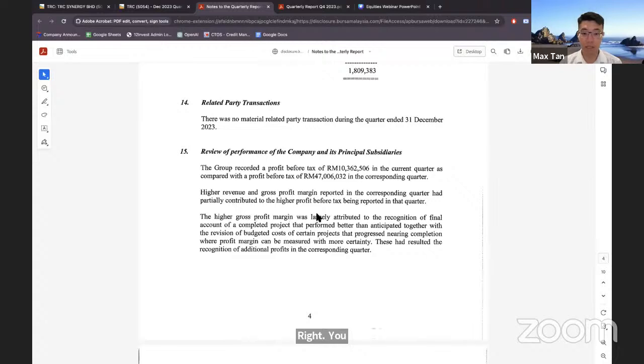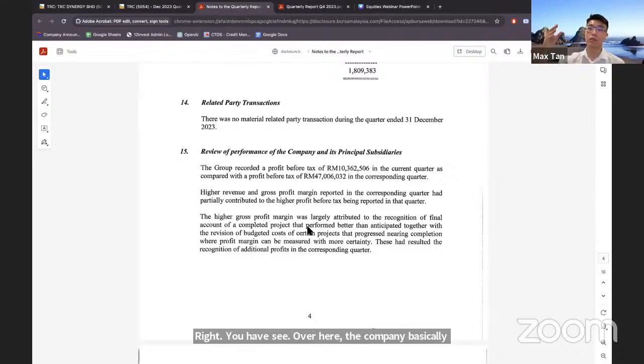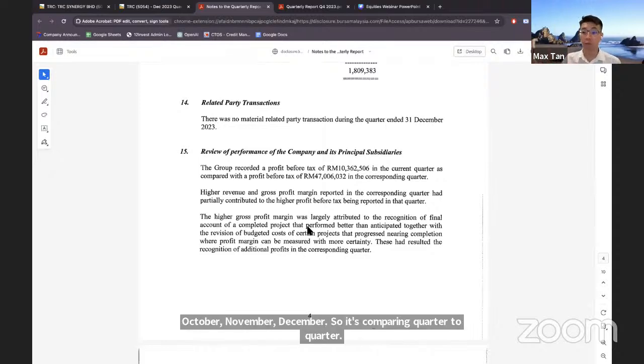You have seen over here, the company basically explained that in the past year, that means that we are looking into financial year 2023 Q4. That means October, November, December for 2023. Then comparison with the corresponding quarter in last year, a fancy name for last year, looking into 2022's October, November, and December. So it's comparing quarter to quarter. This is very important to see whether the company is improving every year.